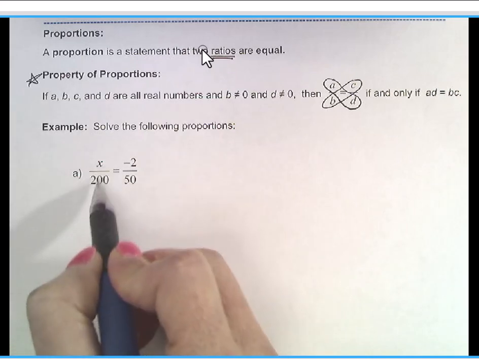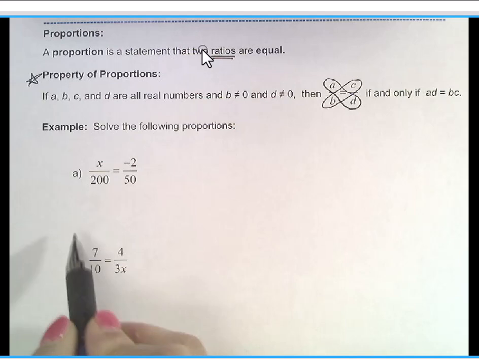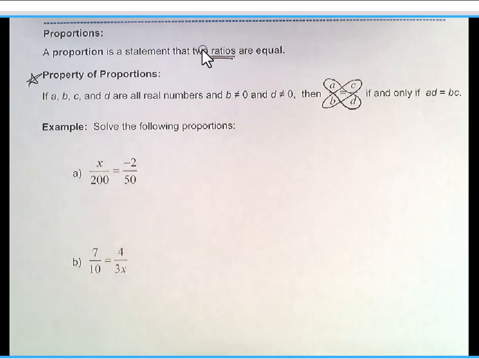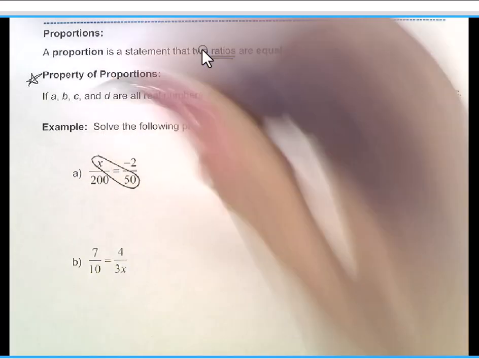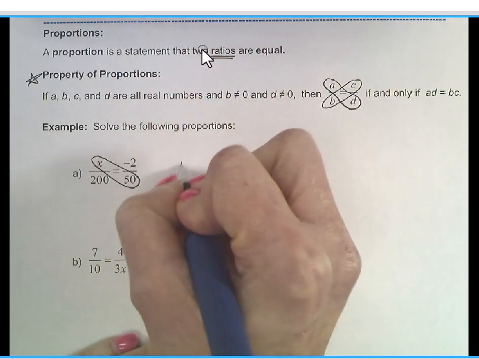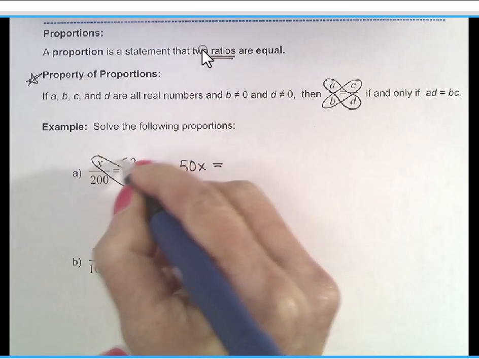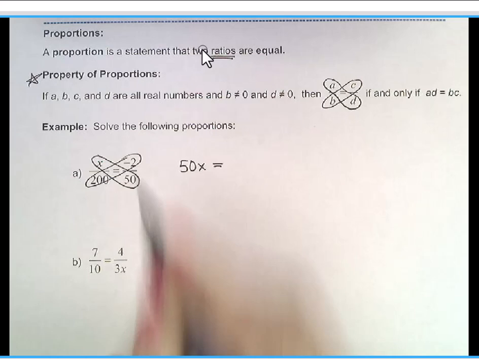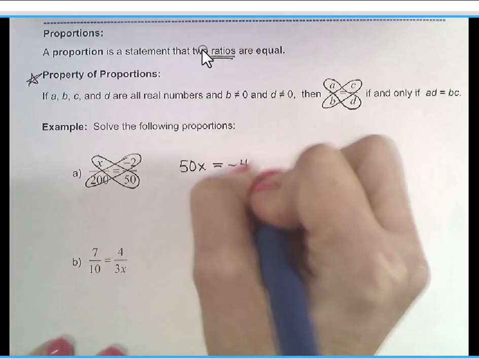We have x over 200 equals negative 2 over 50, and we're trying to figure out what value of x would make this a true statement. So I always like to start with the diagonal that has the x in it. So I'm going to start there. I'm going to say 50x is going to be equal to the other diagonal. And the other diagonal is negative 2 times 200, which is going to be negative 400.